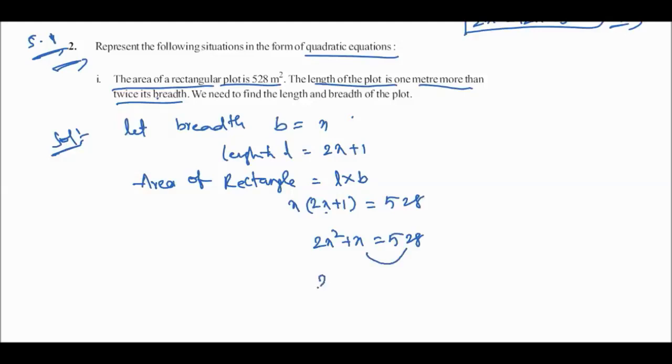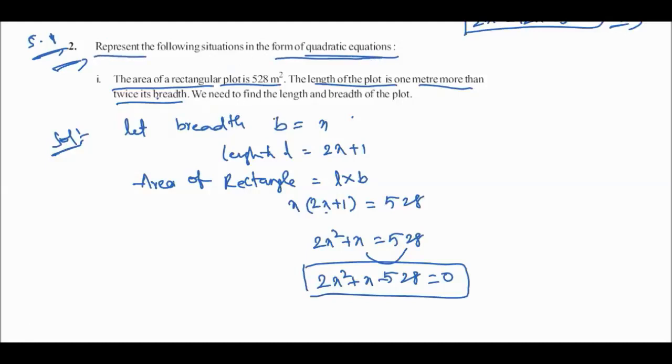Taking 528 to the left, 2x square plus x minus 528 will become 0. So this is a quadratic equation. He is asking us to represent the situation in the form of a quadratic equation.